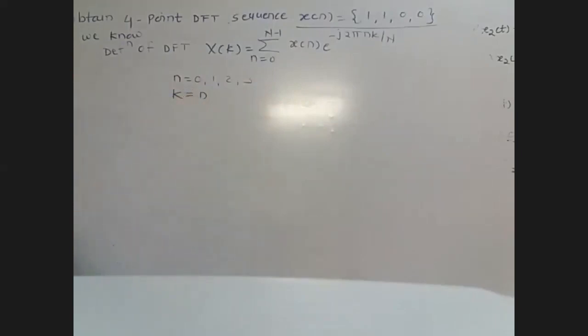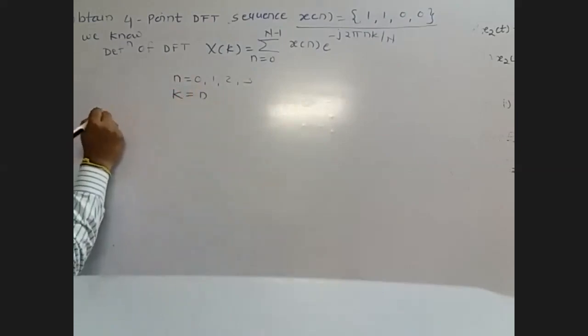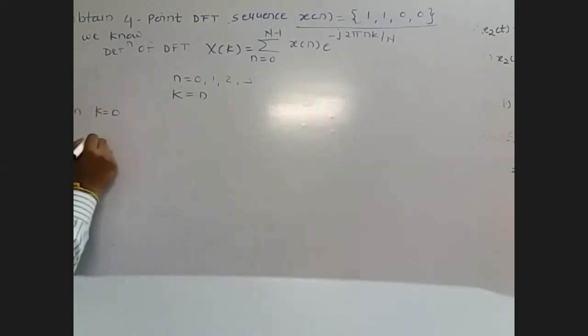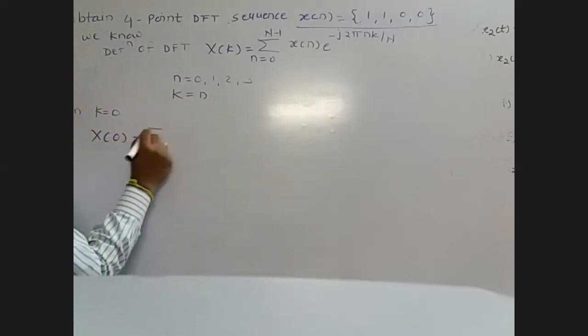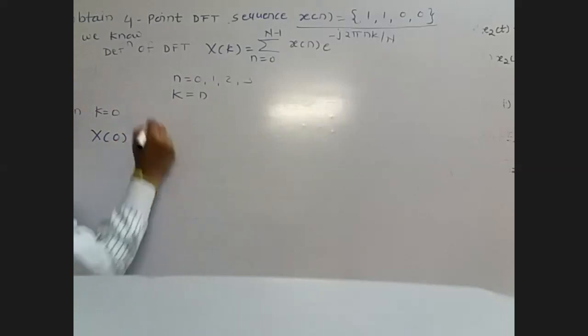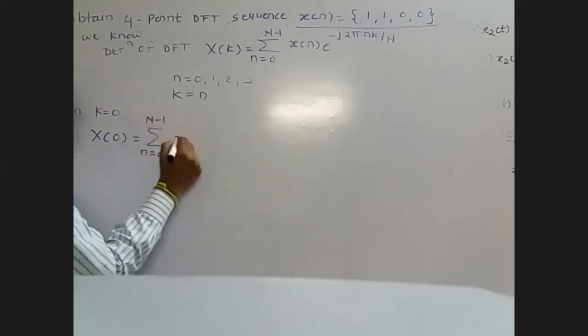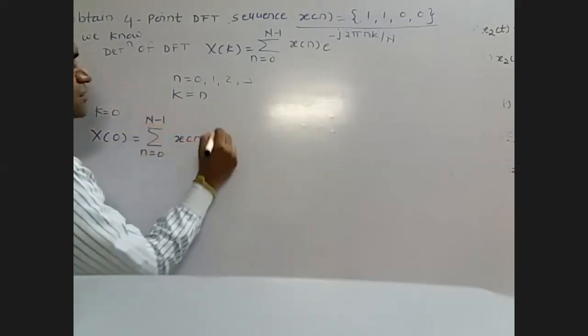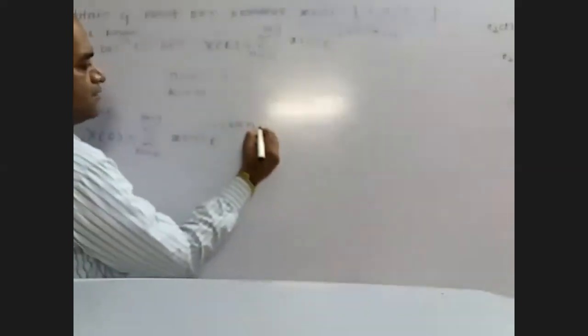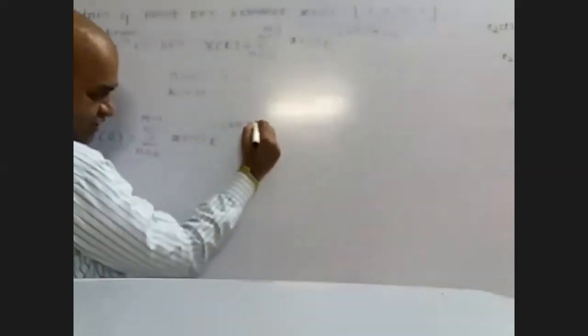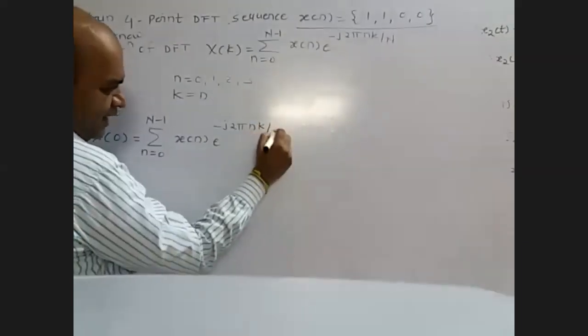Now in this way, we will consider when k is equal to 0. So X of k means X of 0. You will get summation of n equal to 0 to n minus 1 x of n e raised to minus j 2 pi n k by n.